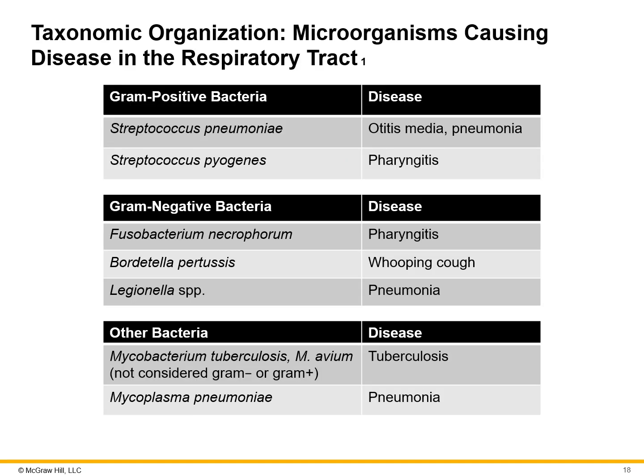Then just summarizing this chapter here with our tables, looking at our diseases. Streptococcus pneumoniae can cause ear infections and pneumonia. Streptococcus pyogenes causes our sore throats. Sore throat is also caused by Fusobacterium. We get whooping cough caused by Bordetella. Other sources of pneumonia include Legionella as well as Mycoplasma. TB is caused by Mycobacterium, those acid-fast organisms.